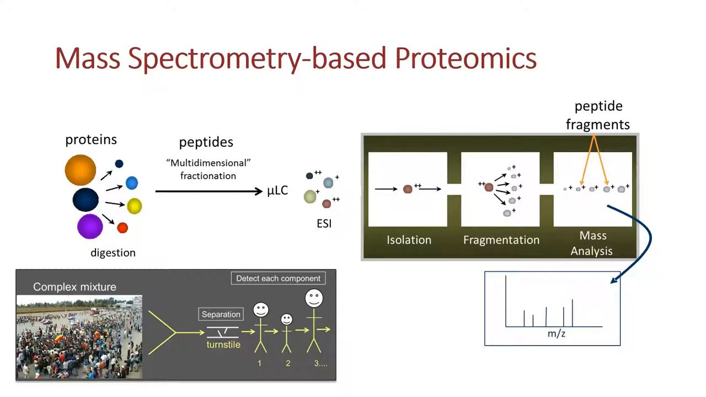To analyze them all at the same time would be akin to trying to judge the makeup of an entire crowd all at once. Just as this crowd can be separated using queues and turnstiles, the peptide mixture is separated using liquid chromatography, resulting in a few peptides entering the mass spectrometer at a time. Within the mass spectrometer, the mass-to-charge ratio of the peptides is first measured before the peptides are then fragmented into smaller pieces. The mass-to-charge ratio of these pieces are then measured in a separate event called an MS2 spectrum.